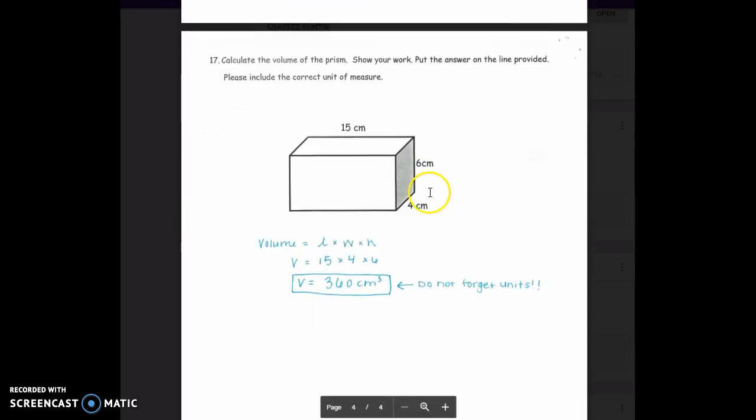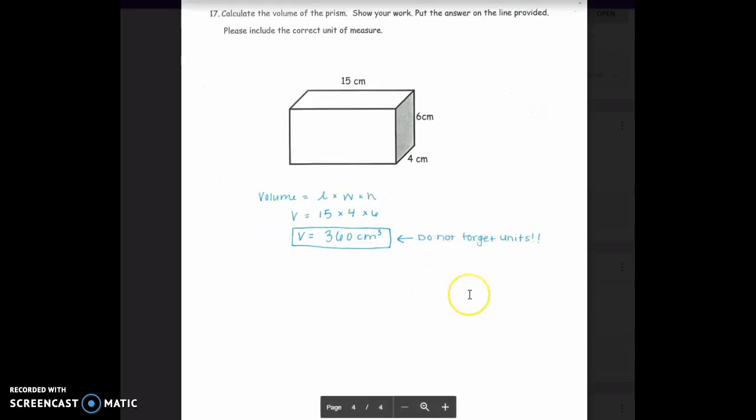All right. Calculate the volume of the prism and show your work. Put the answer on the line provided. So here we have measurements 4 centimeters, 6 centimeters, and 15 centimeters. So volume equals length times width times height. So you just go 15 times 4 times 6. You don't even have to realize which one's width and height. You just know that you have to multiply all 3 of them. And you get volume equals 360 centimeters cubed. Don't forget your units. Centimeters cubed. Don't forget your units. Okay?